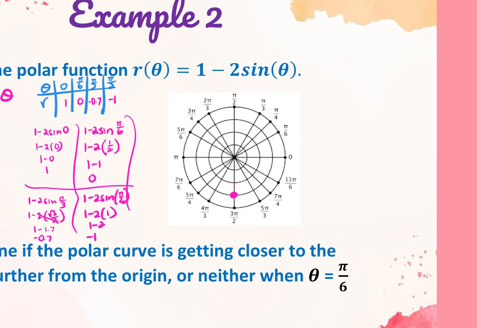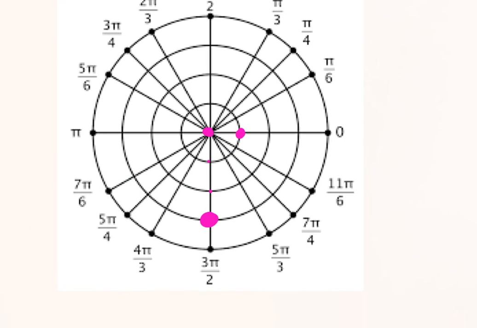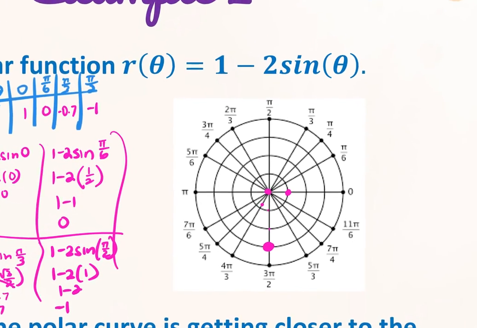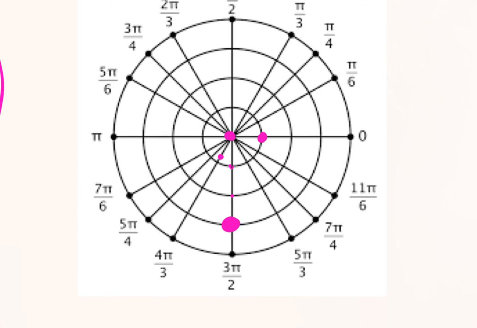Now I'm going to plot these points. So at 0, my r is 1. At pi over 6, it's 0. At pi over 3, it's negative 0.7. So I'm going opposite direction, just under 1. And at pi over 2, it's negative 1. Opposite direction of pi over 2 to the first ring.